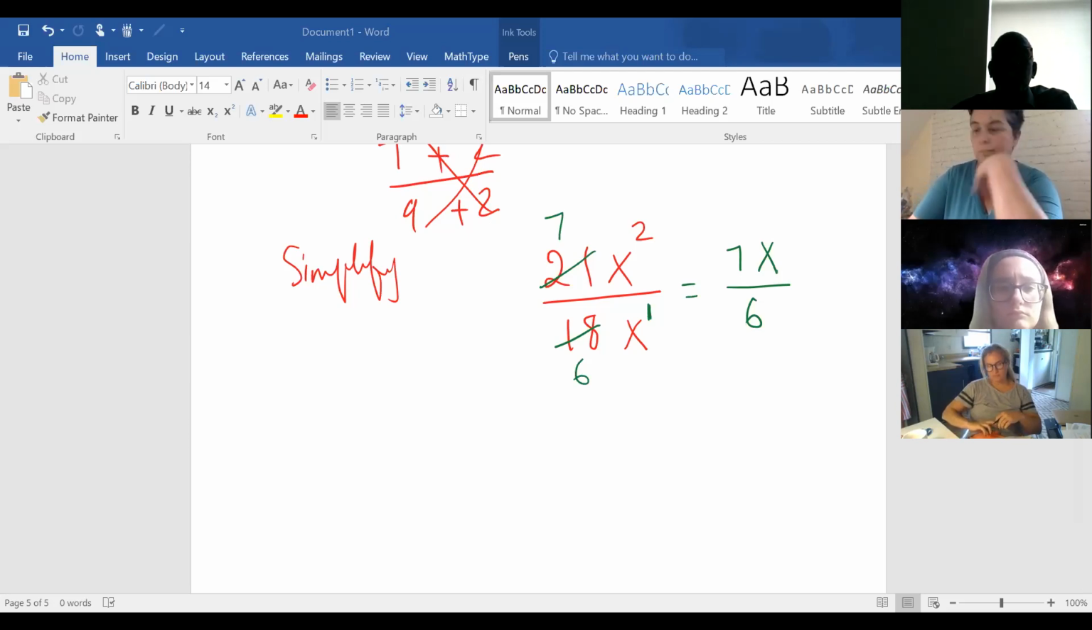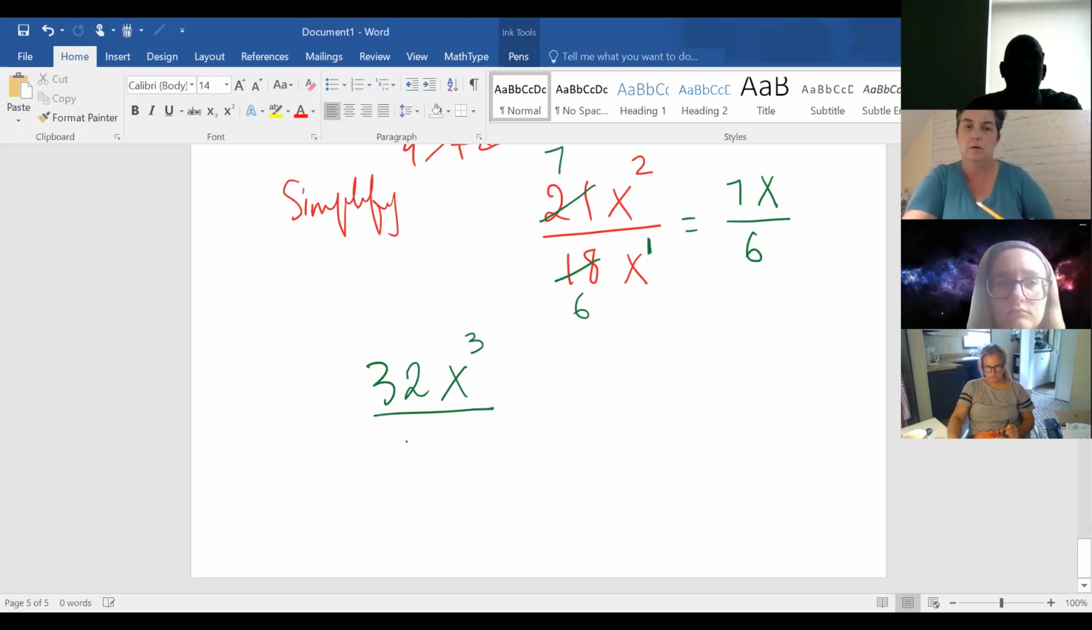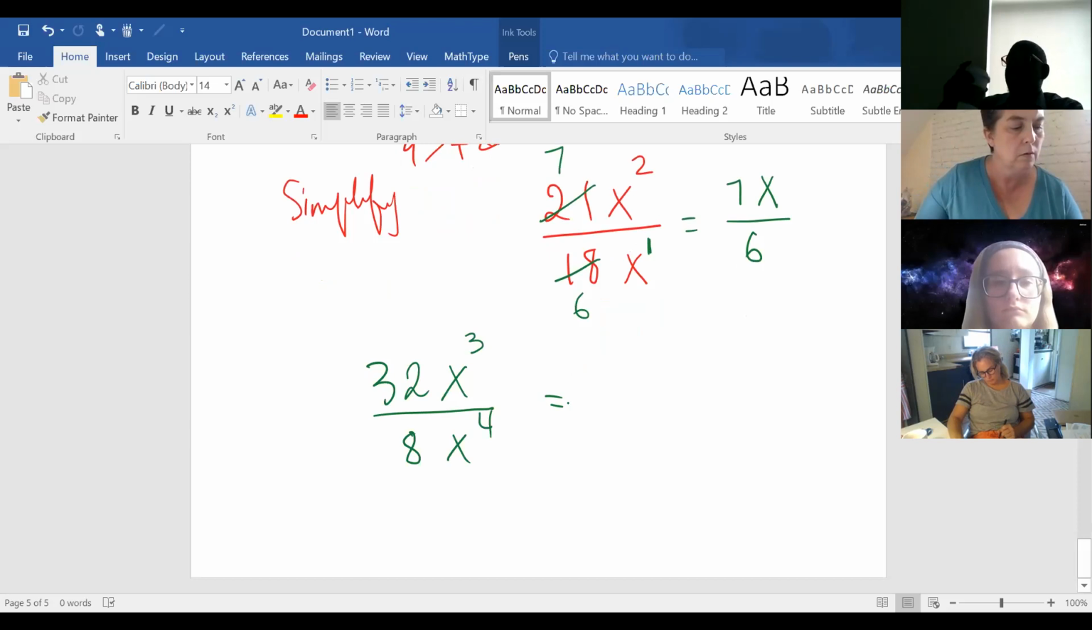32x cubed divided by 8x to the 4th. So you said, of course, 32 divided by 8, how much is that? 4. It is 4, right?